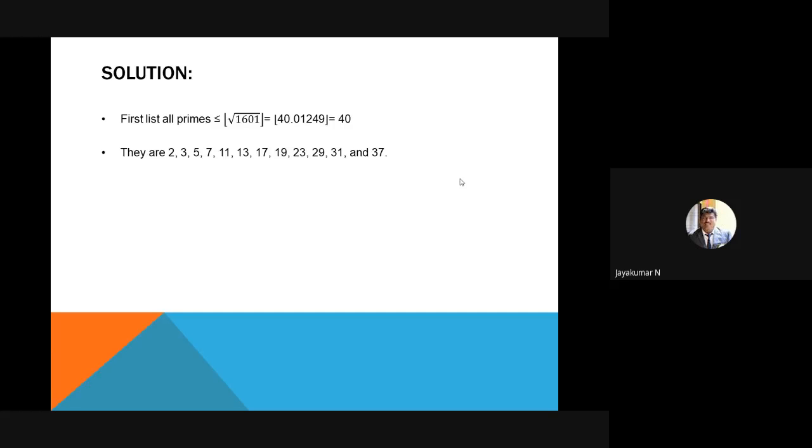Whether 2 divides 1601, no, not possible. Whether 3 divides, whether 5 divides, whether 7 divides, and so on. Whether 37 divides 1601? Does any one of the primes divide the given number? If it divides, the given number is composite. If it does not divide, it becomes a prime number. What is your answer? At least tell me whether it is prime or composite. Prime, sir. Prime.